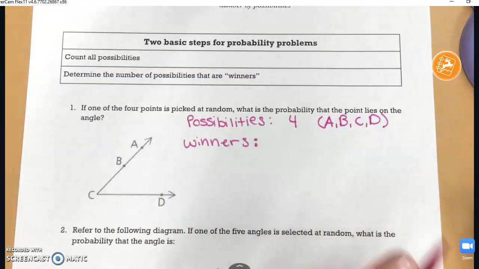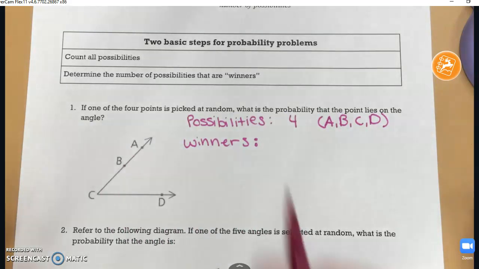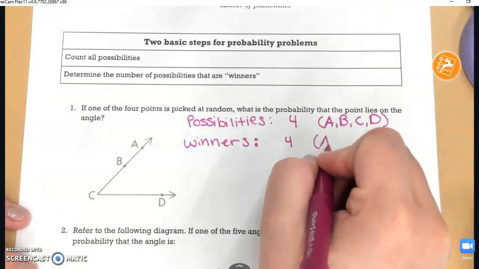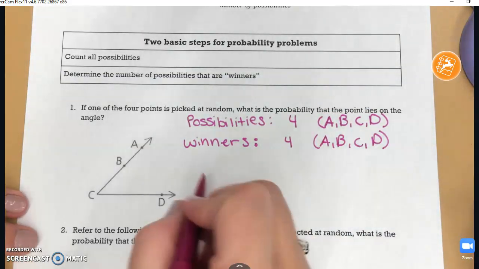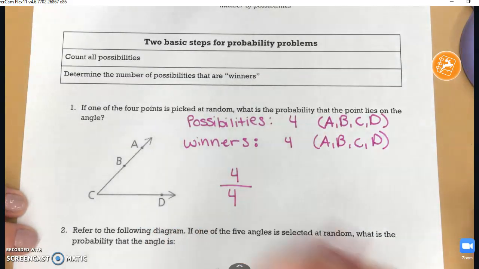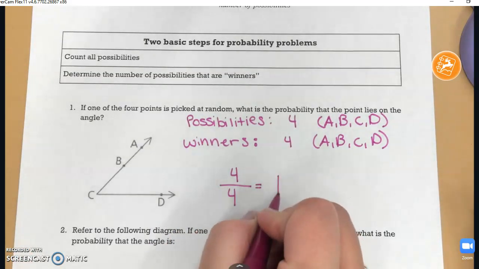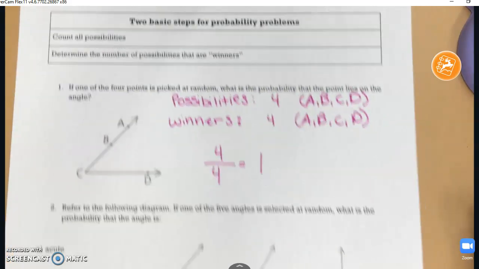Now, how many of these are winners? I want a point that is on this angle in the diagram. Well, A is on the angle, B is on the angle, C and D are also on the angle, so I have 4 winners. Also A, B, C, and D. So my probability is going to be 4 winners over 4 total possibilities. So 4 over 4 does reduce to 1. So that is my final answer for the probability. The probability is 1.